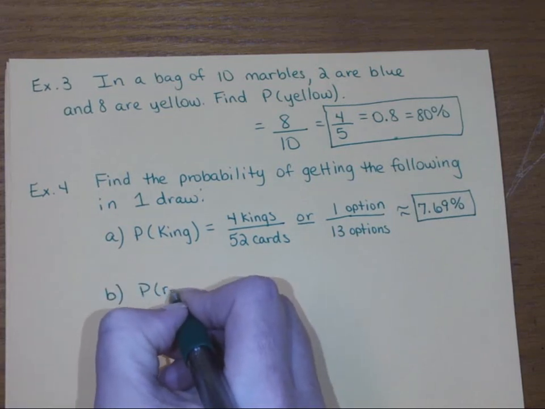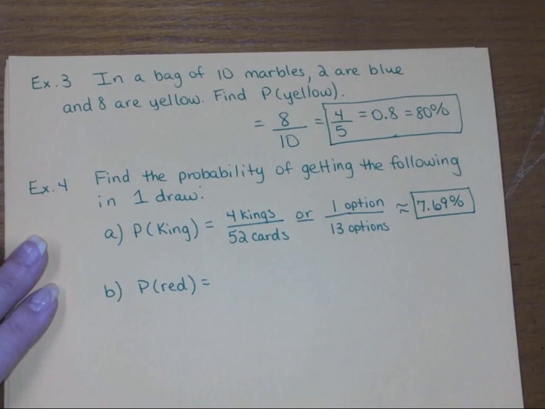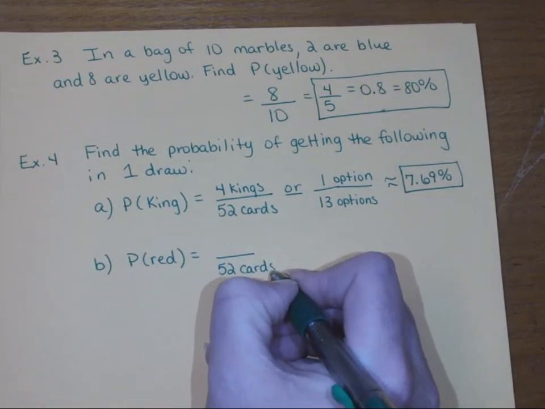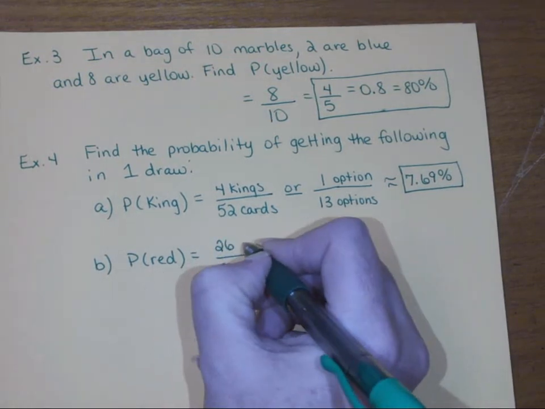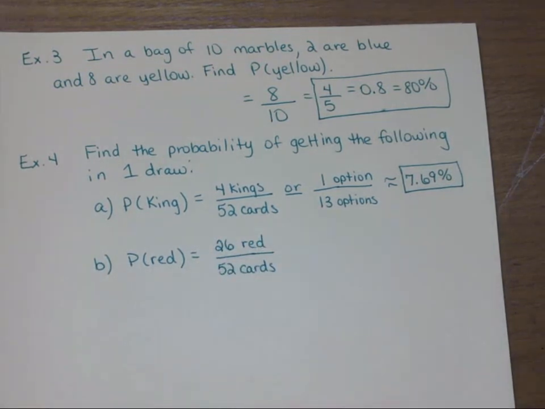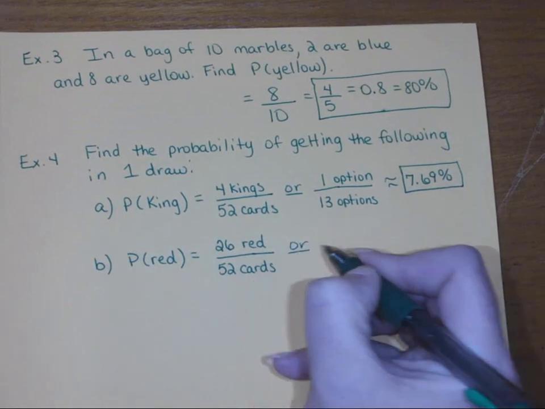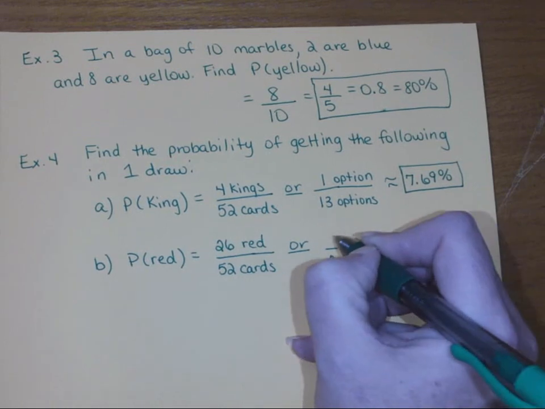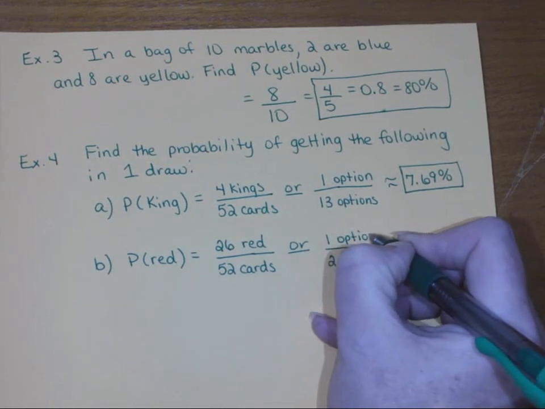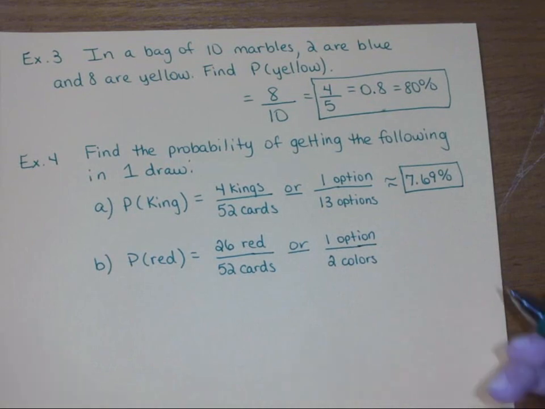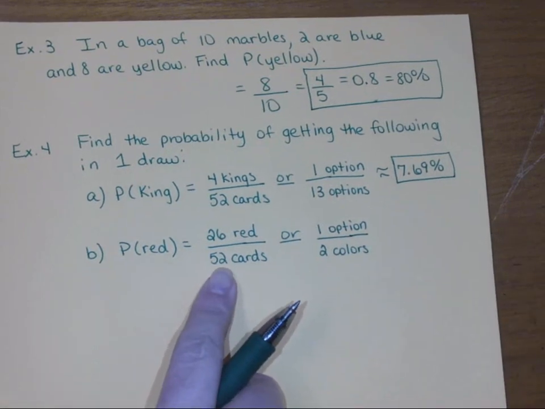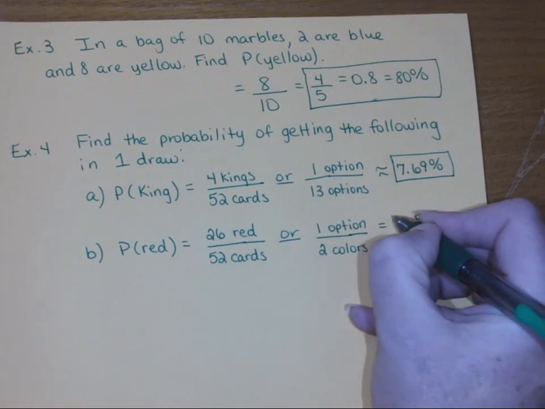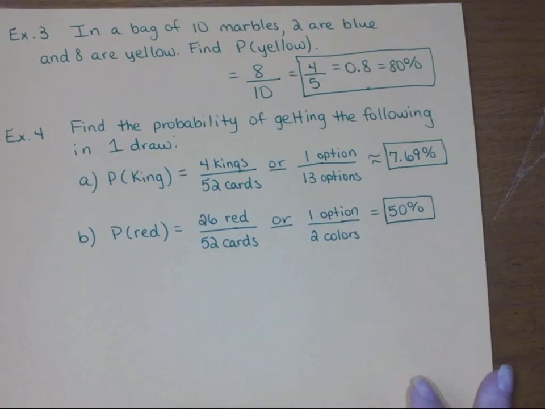Notice I used the squiggly equals because we're just approximating. All right, so let's look at the probability of the card being red. Again, there are 52 cards in a deck, and 26 of those are red. That's one way to look at it. Or we could look at it a little more simply for this problem: there are 2 colors and one option that fits our requirement, which is red. Either way, notice that 26 out of 52 just reduces to 1/2. So this would be 50%. Notice I used the straight equal sign because I'm not rounding this time.